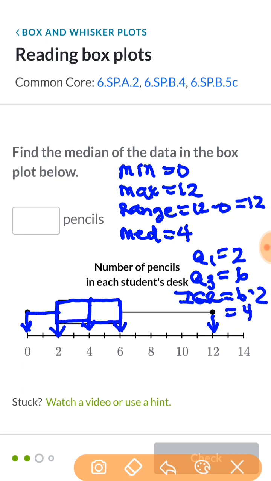But at the end of the day, they only asked us for the median. And we discovered that already. The median was just the line in the middle of the box, which is 4. So my answer was 4.